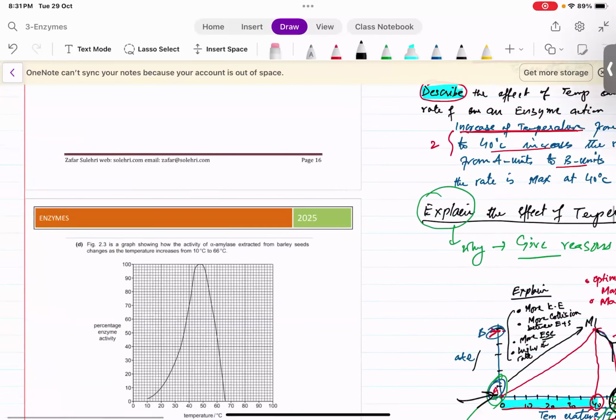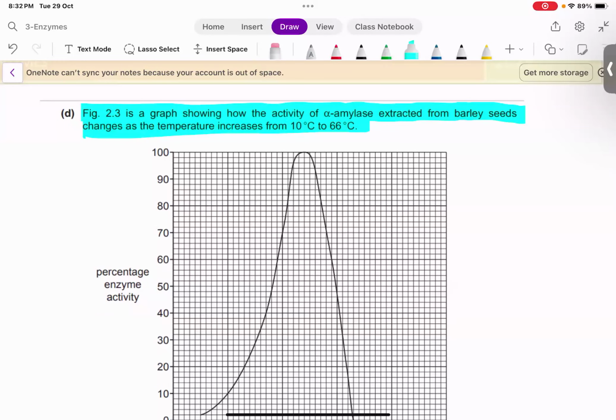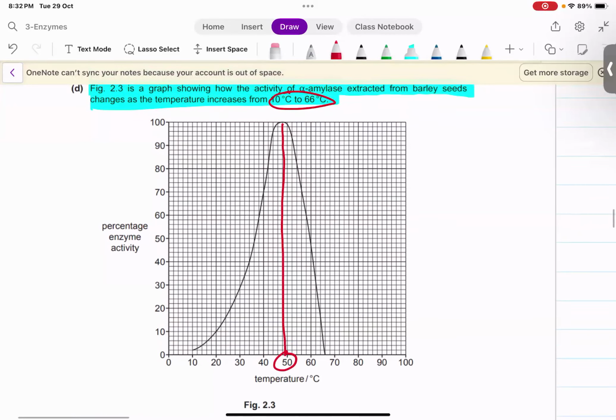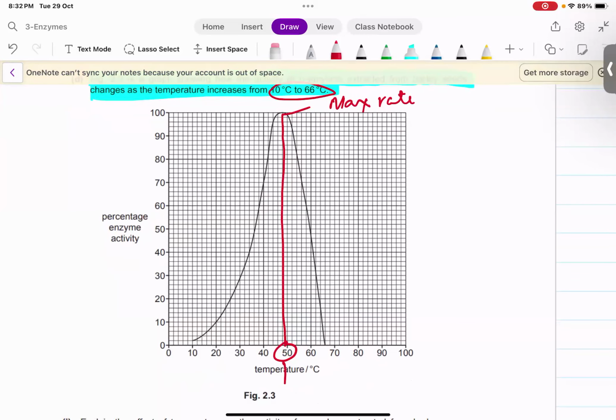So let's see. We have a past paper question on the effect of temperature on the rate of an enzyme action. So here you see figure 2.3 is a graph showing how the activity of alpha amylase extracted from barley seeds changes as the temperature increases from 10 degrees Celsius to 66 degrees Celsius. So initially, you see the rate increases up to this point. So this point has the max rate at around 50 degrees Celsius. So this temperature is an optimum temperature.